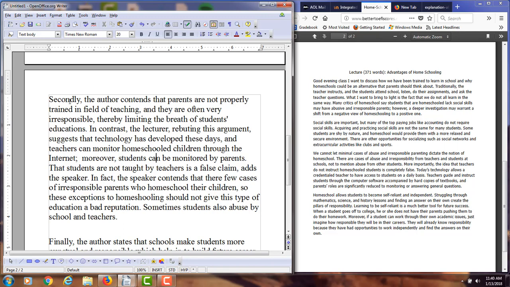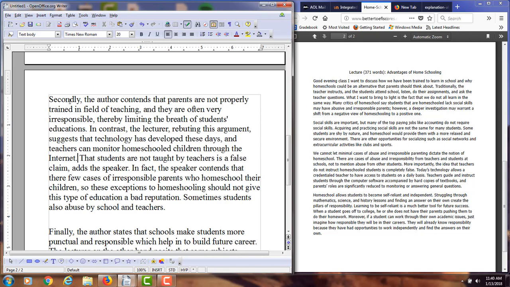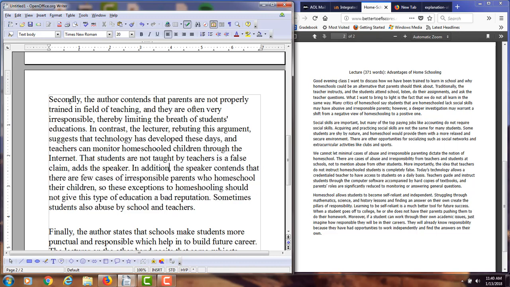I don't even think we need this. I'm going to get rid of this sentence here. I don't think it's even needed. We have that students are not taught by teachers is a false claim, adds a speaker. In fact, the speaker contends that there are maybe I'll change this to in addition. In addition, the speaker contends that there are a few cases of irresponsible parents who homeschool their children, so these exceptions to homeschooling should not give this type of education a bad reputation.